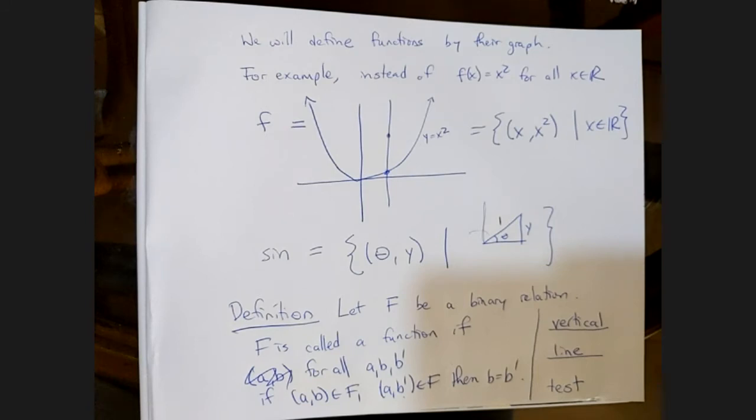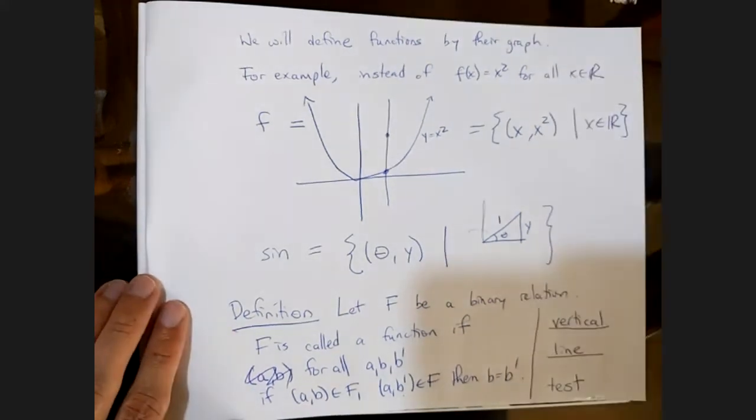And then if you go back to first year and you ask something satisfying the vertical line test, you wouldn't, actually they might believe you, but you shouldn't tell them that.